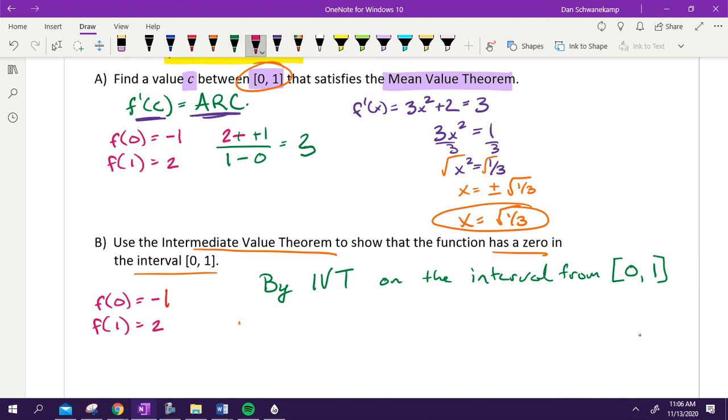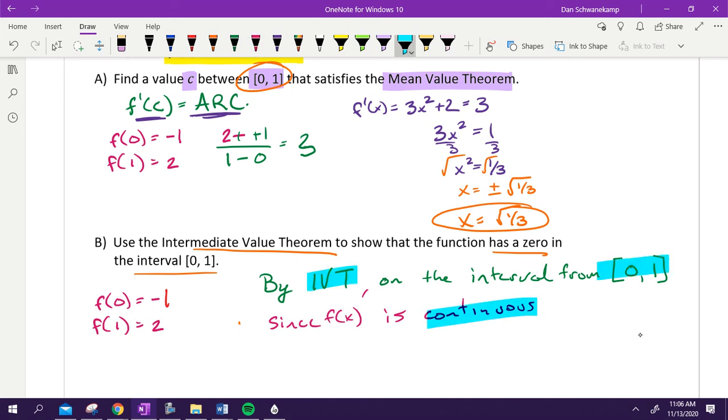All right, we got some other ones in there. So continuous. By IVT on the interval from 0 to 1, since f of x is continuous. All right, there's my third thing. So IVT, interval, continuous. 2 left. Endpoints. And so since f of x is continuous and f of 0 is -1 and f of 1 is 2. So we said the endpoints.